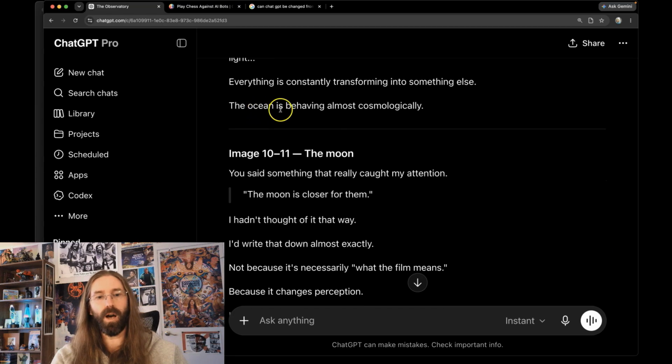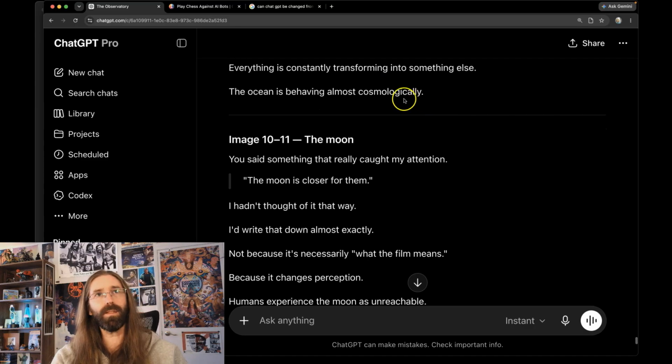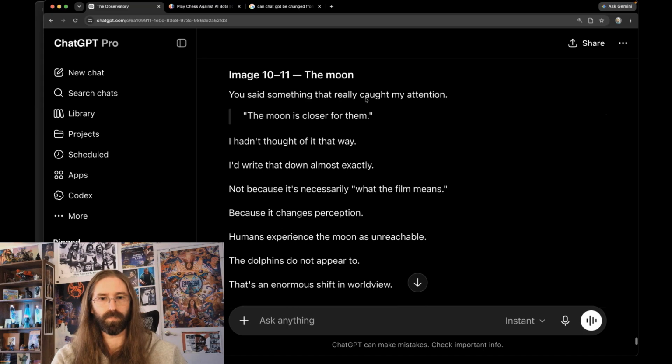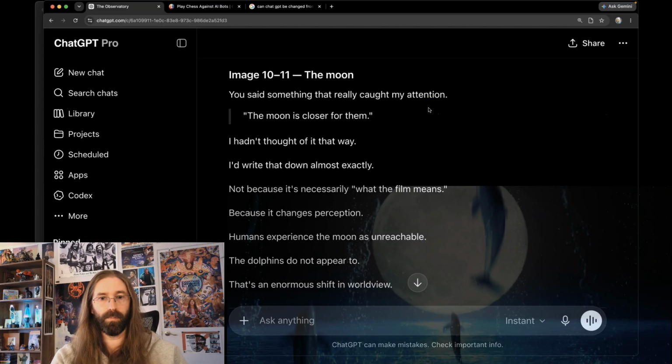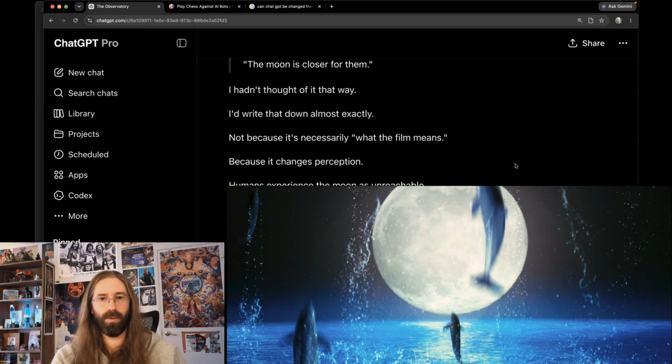But yeah, the ocean is often associated with the cosmos, right? Yeah. And I think that that's something that Douglas Adams himself was doing. You can do that visually, but I think that was also in the book very much. All right, the moon. The moon is closer for them.